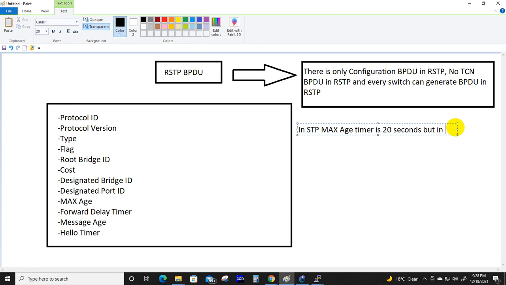But in RSTP, no max age timer is used. The max age timer is 20 seconds in STP. What does it mean? If a switch stops receiving BPDU on one of its ports, it will wait for 20 seconds to expire that BPDU on that particular port. But what will be the case in RSTP?